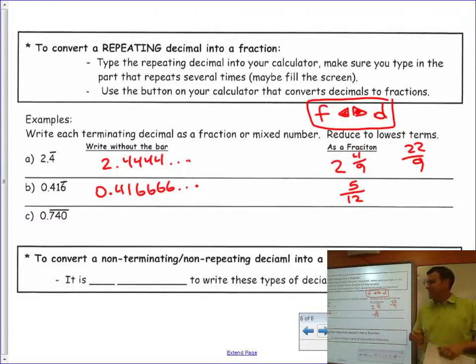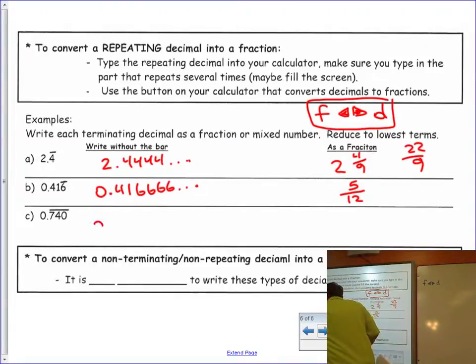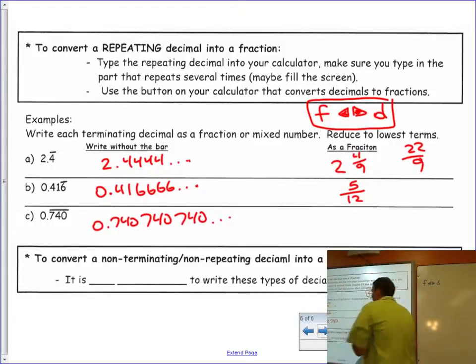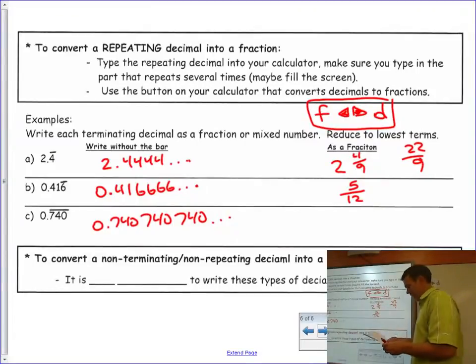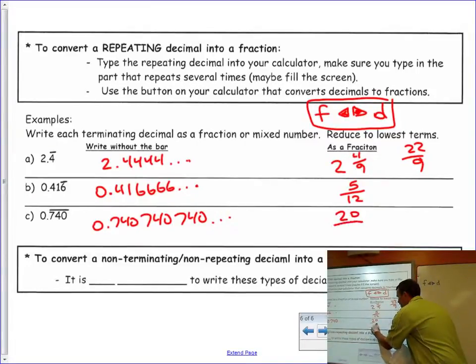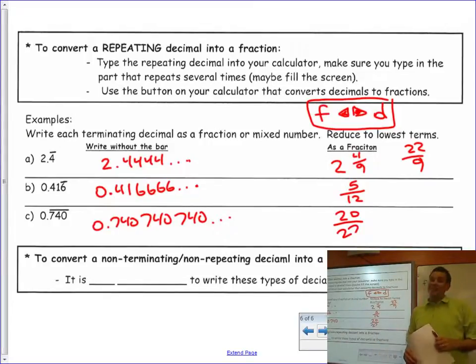And the last one actually has 3 numbers that repeat. And in this case, it's got a 0 at the end, and that 0 is under the bar, so it needs to repeat as well. It would look like this. All right, 0.740740. You type that into your calculator, you'd find out that happens to be 20/27 as a fraction. All right, so the big thing here again is, can you convert back and forth between decimals and fractions?